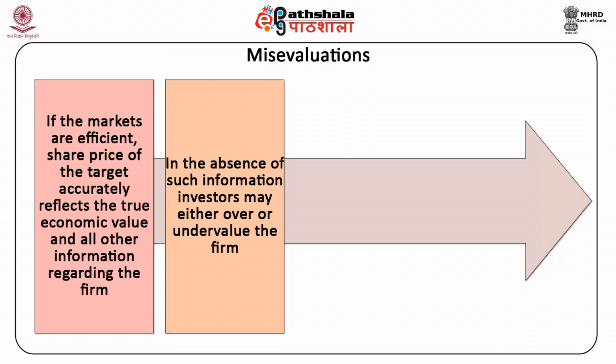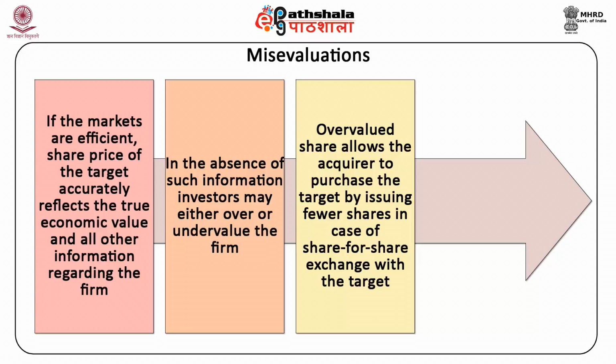Some assume that the acquirers can gain periodically by buying undervalued target for a price less than their actual value or by using equity as long as the overvaluation of the target is less than the bidding firm's stock. Overvalued share allows the acquirer to purchase a target by issuing fewer shares in case of share for share exchange with the target. This prevents the diluting of the ownership position of the acquirer firm's shareholders in the combined firm.